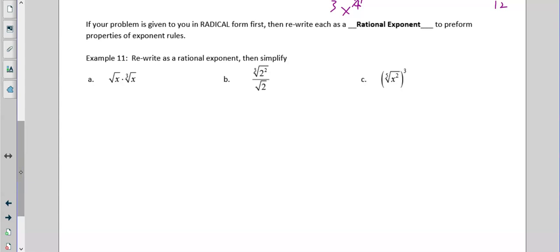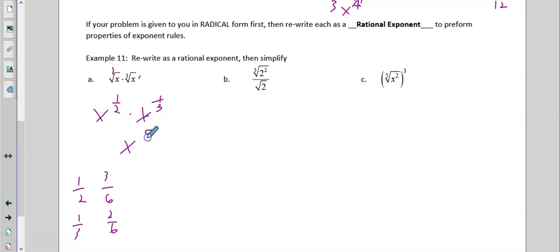All right. So if you have radicals, change them to rationals first. So remember, this is 1/2. And this is 1/3. Well, keep the base, add the exponents. So we go off to the side or to the bottom, 1/2, 1/3. Common denominator, keep the base, add the exponents. 2 times 3, 1 times 3, 3 times 2, 1 times 2. That's x to the 5/6.